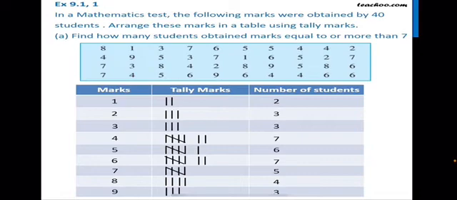Now 8 marks. So 8 marks is 1, 2, 3, 4. So we'll make only 4 sticks and we will not strike that 1. So 4. Now the 9 marks, that is 1, 2 and 3. So only 3 sticks we'll make, and that is 3. So as you can see over here, the counting becomes simple.